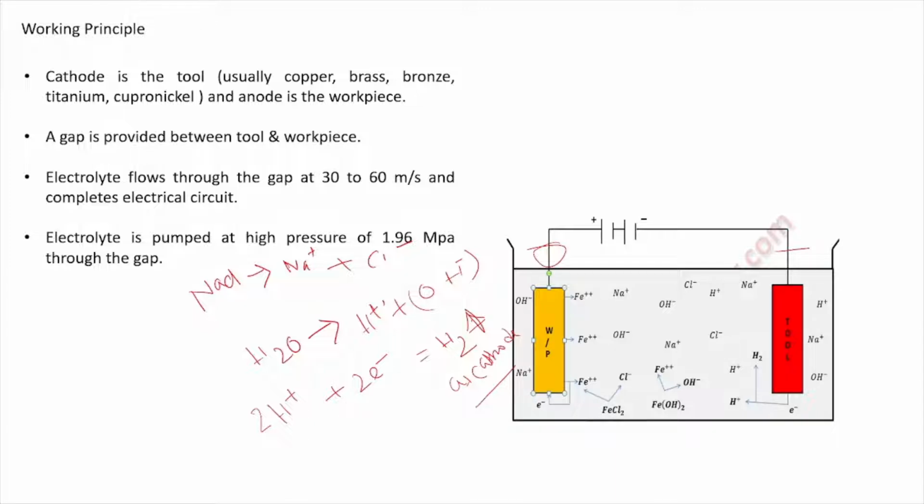Similarly, the iron atom is there, right? Fe from the workpiece, since it basically contains iron itself. That Fe atom will come out of the anode, that is, from the workpiece, and Fe will become Fe2+ plus 2 electrons.